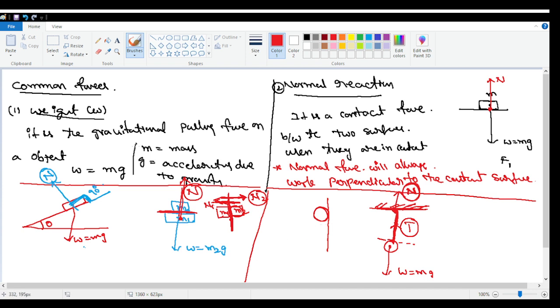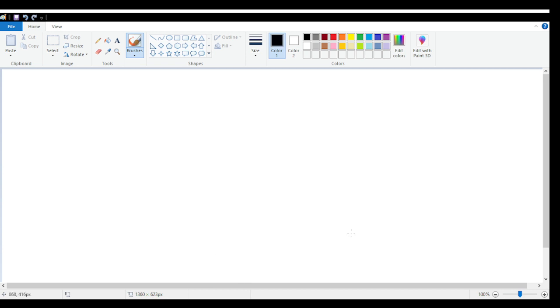Now let me go to another concept, tension or tensile force. It is denoted with T. We are discussing the small common forces which come in Newton's laws. That is the important point we are taking.